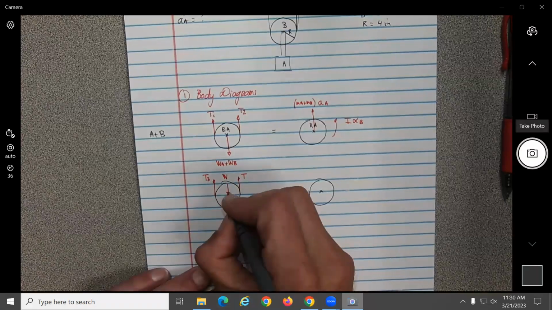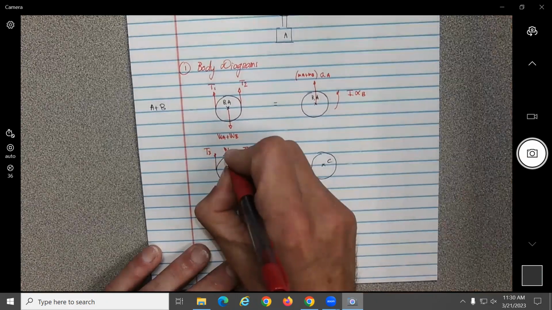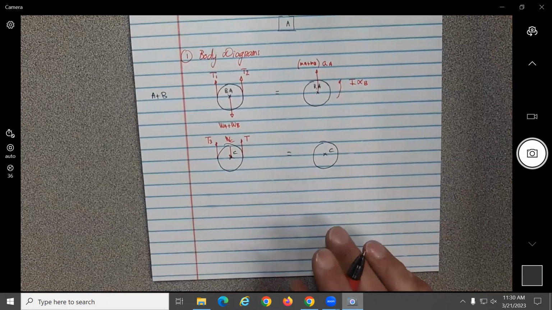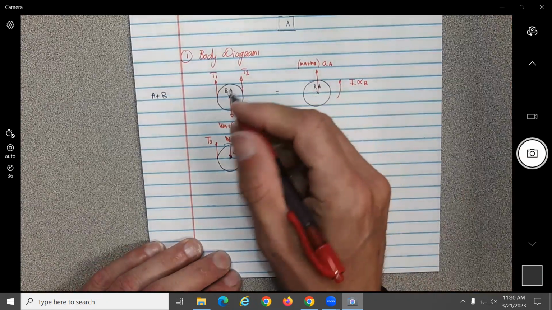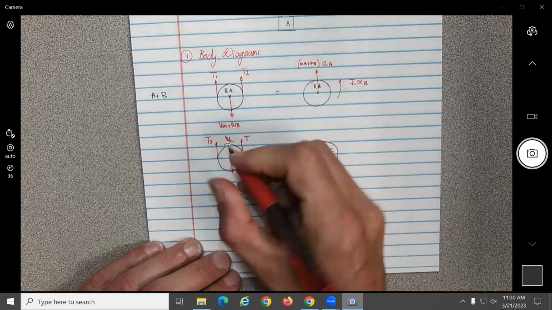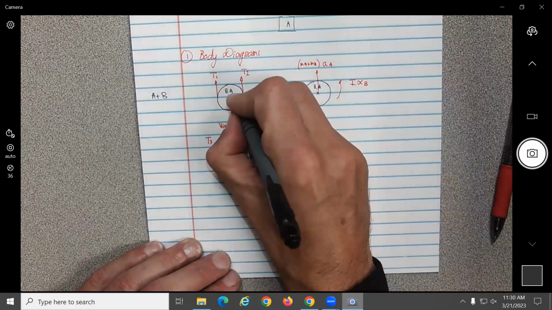So this is point C, this is point C. So I add over here the weight of C. What else do I need to add? T2. T2, but it should be what? On the opposite direction than this one, no? Action reaction, no? So going up, T2. Here we can put R, might be needed later, R.